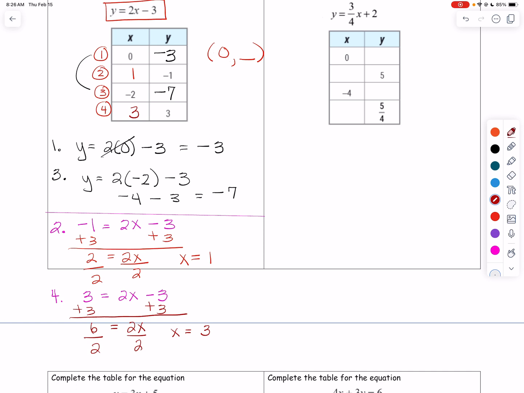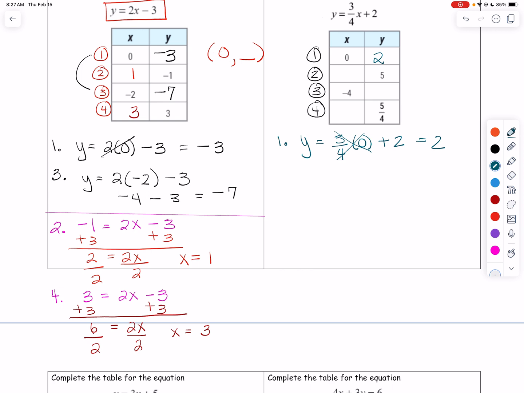Like I said, when you get linear equations, it is not uncommon to have a fraction in front of the x, as we will see eventually when we do slope, okay? So I'm going to label these again. I'm going to do this as 1, this is 2, this is 3, this is 4, and I'm going to go ahead and do my 1 first, where y is equal to 3/4 times 0 plus 2. Well, anything times 0 goes away, and so that is 2.